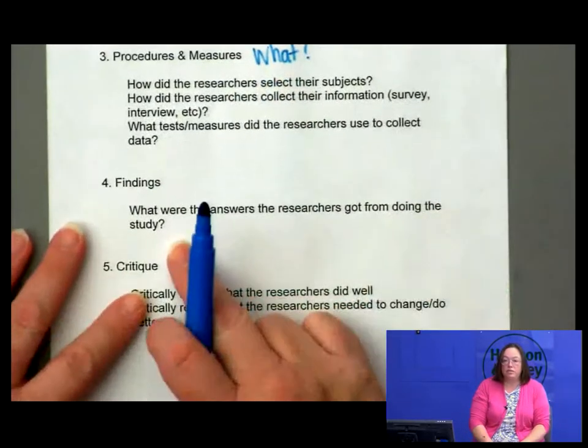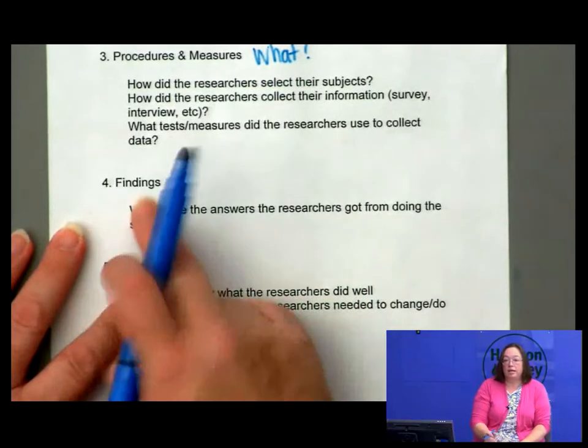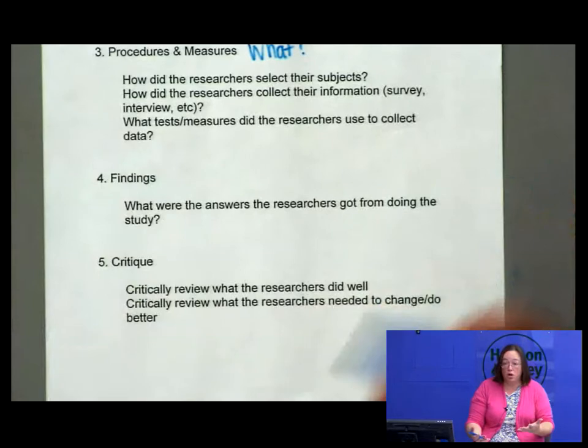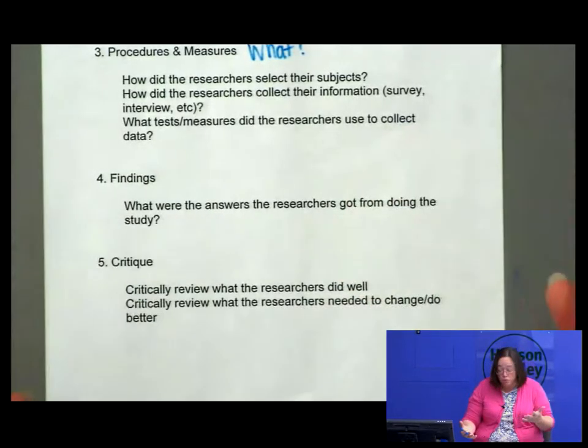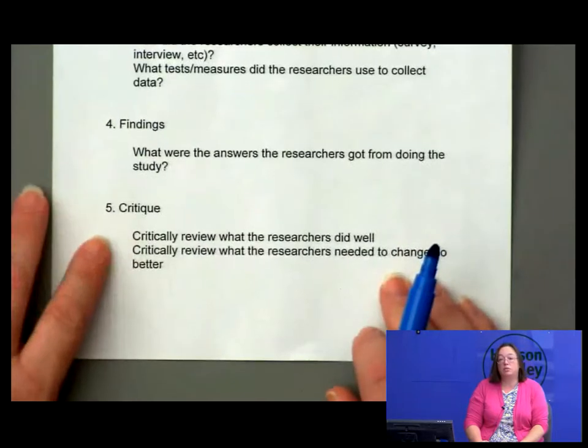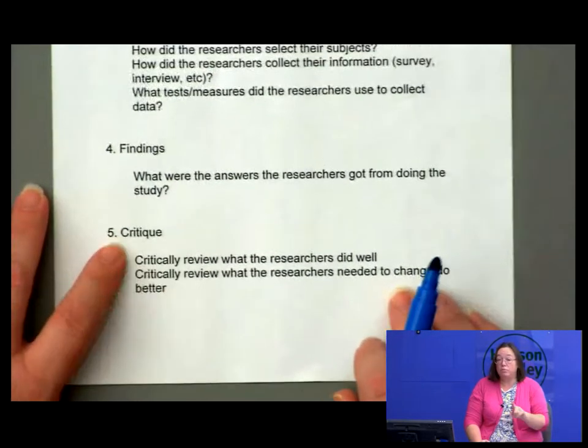The 4th thing I need you to look at is the findings. These are the results. What did they demonstrate? What did they show? What did the study actually prove? And then the 5th part is critique. That's from your point of view.